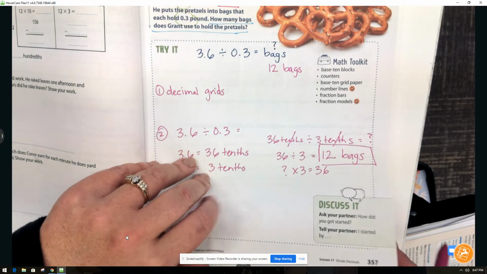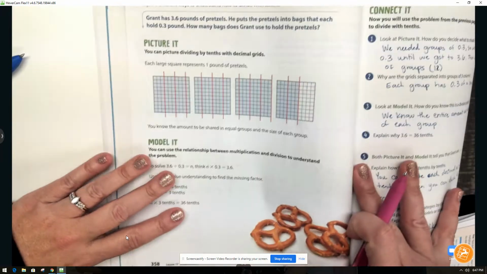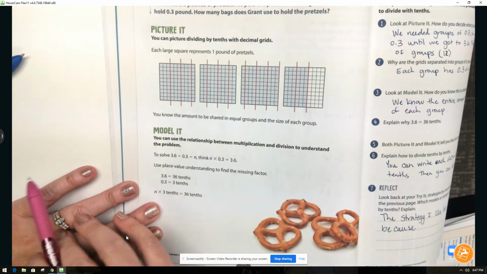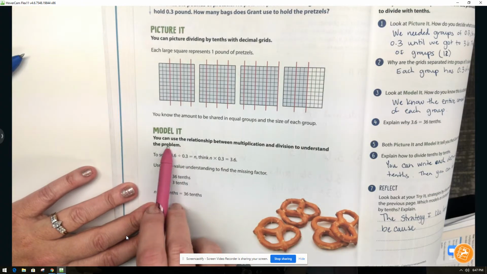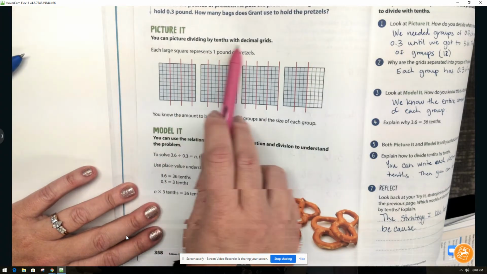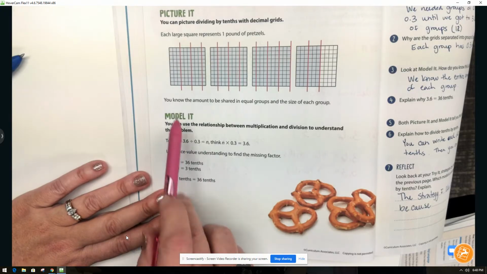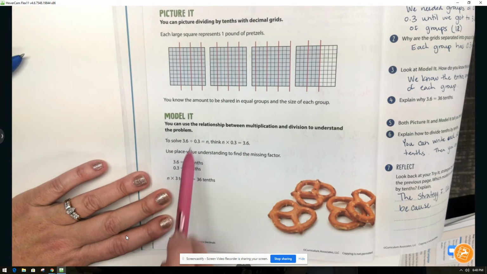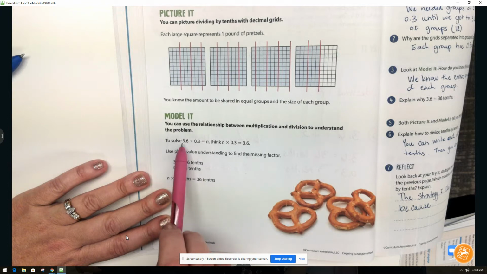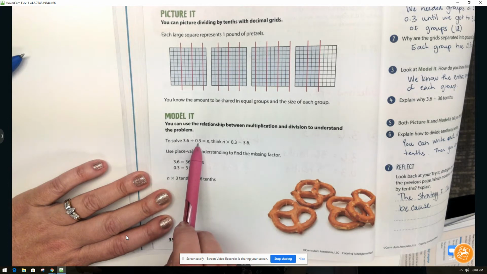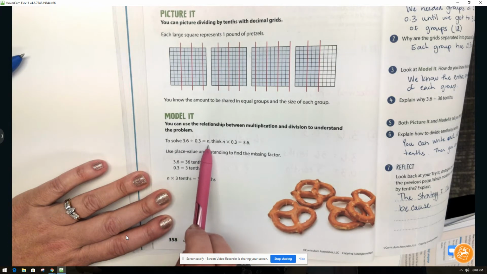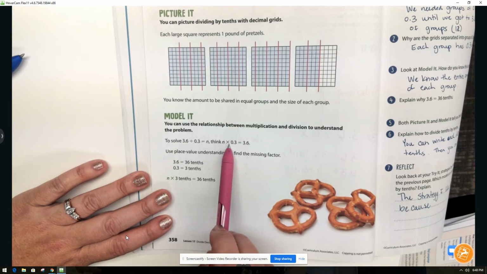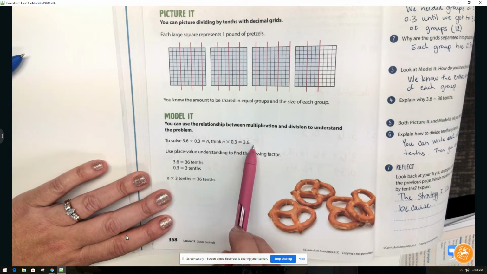Go ahead and go to page 358. So on page 358, we see the same decimal grid that I drew, so we don't need to do much more work there. And then down here, this is using the decimal grids, then the model is using the relationship between multiplication and division to understand the problem. So this is kind of what I showed you. 3 6/10 divided by 3/10 equals n. N is the unknown number. That's the same as that unknown number, or n, times 3/10 equals 3 6/10.